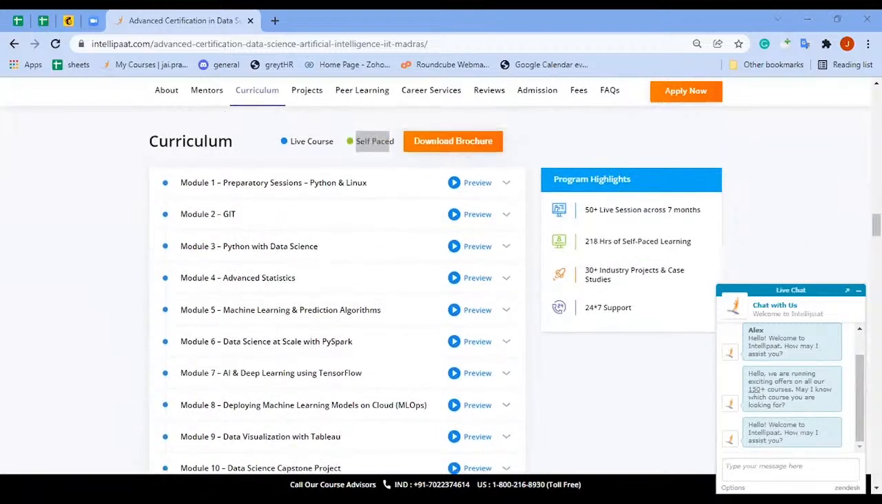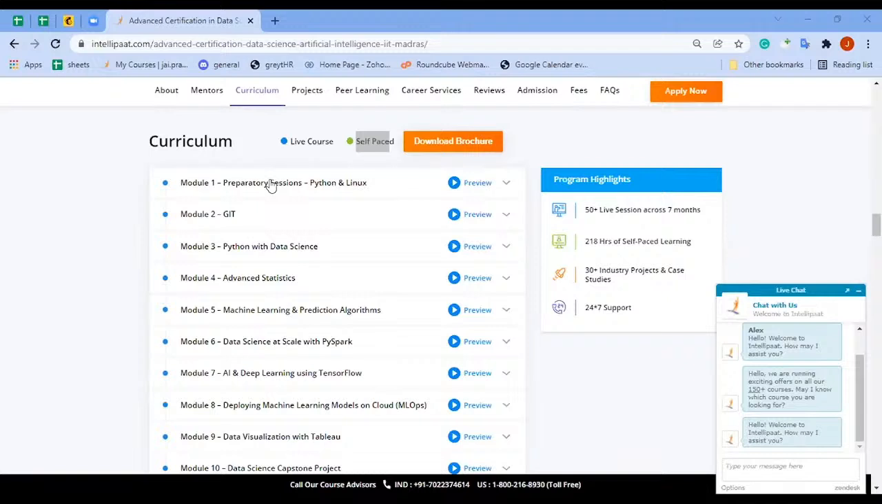Module number one is a preparatory session on Python and Linux. Now, why Python? Because the foundation of Python should be very, very strong for a person who is aspiring to become a data science professional, right? So we are giving you the foundation classes first so that you are prepared for the future modules. Module number two is Git. Git is an advanced DevOps tool, which is also widely used by data scientists and machine learning engineers.